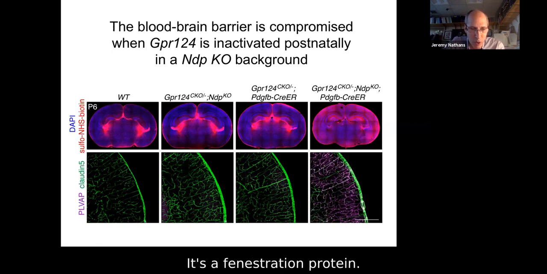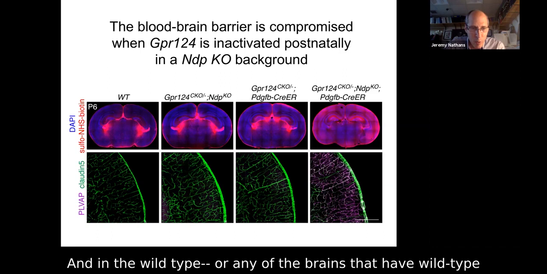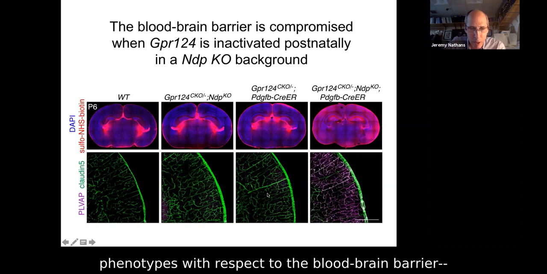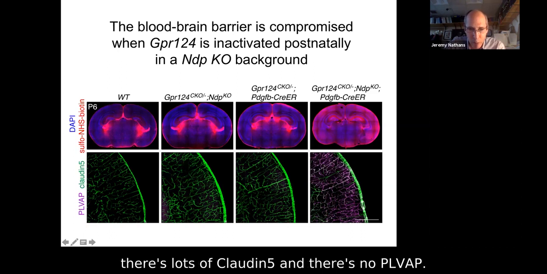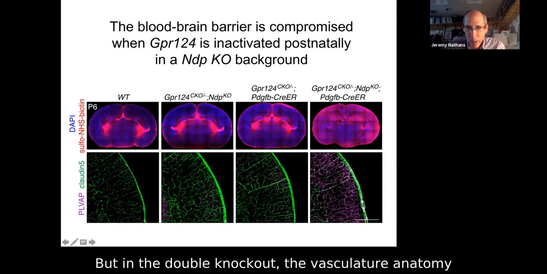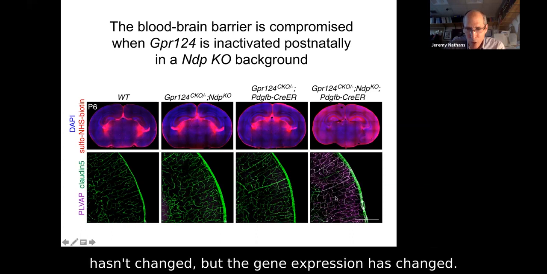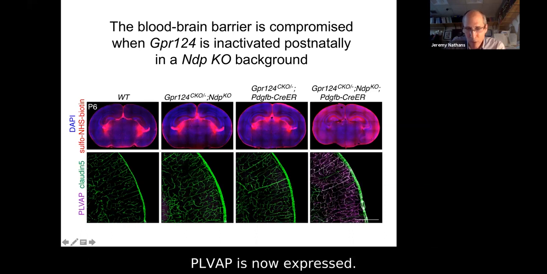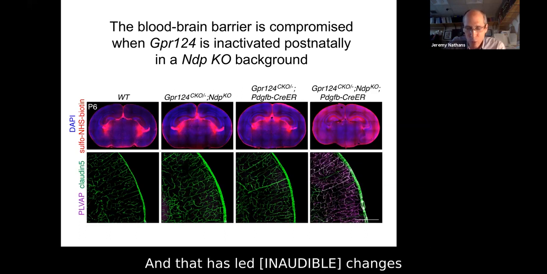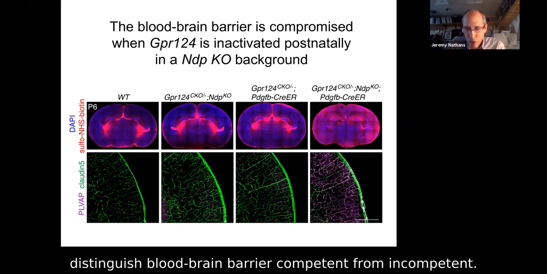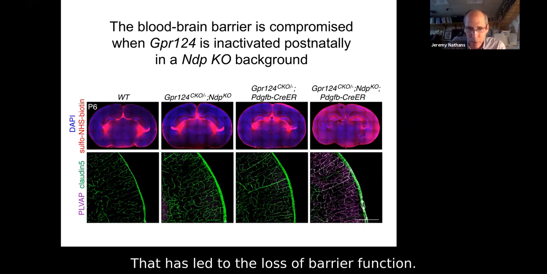It's a fenestration protein. And in the wild type or any of the brains that have wild type phenotypes with respect to the blood-brain barrier, there's lots of Claudin-5 and there's no PLVAP. So it's green and not purple. But in the double knockout, the vasculature anatomy hasn't changed, but the gene expression has changed. PLVAP is now expressed, Claudin-5 is repressed, and that has led, as well as changes in other genes that normally would distinguish blood-brain barrier competent from incompetent, to the loss of barrier function.